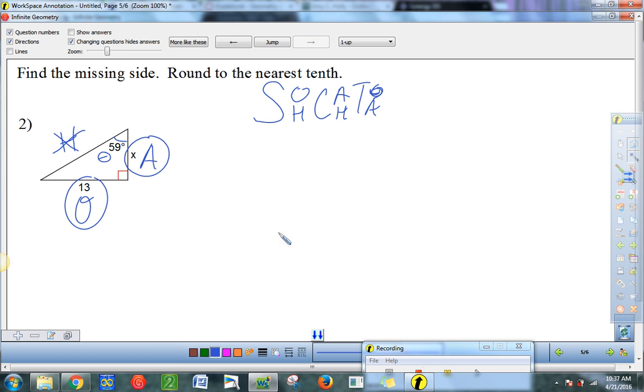So what am I using? So my tangent of what equals what? I can tell you that's going to be 13 over X. It is. So yeah, there's 59. The degree always goes in the trig function. That's what trig functions are about.